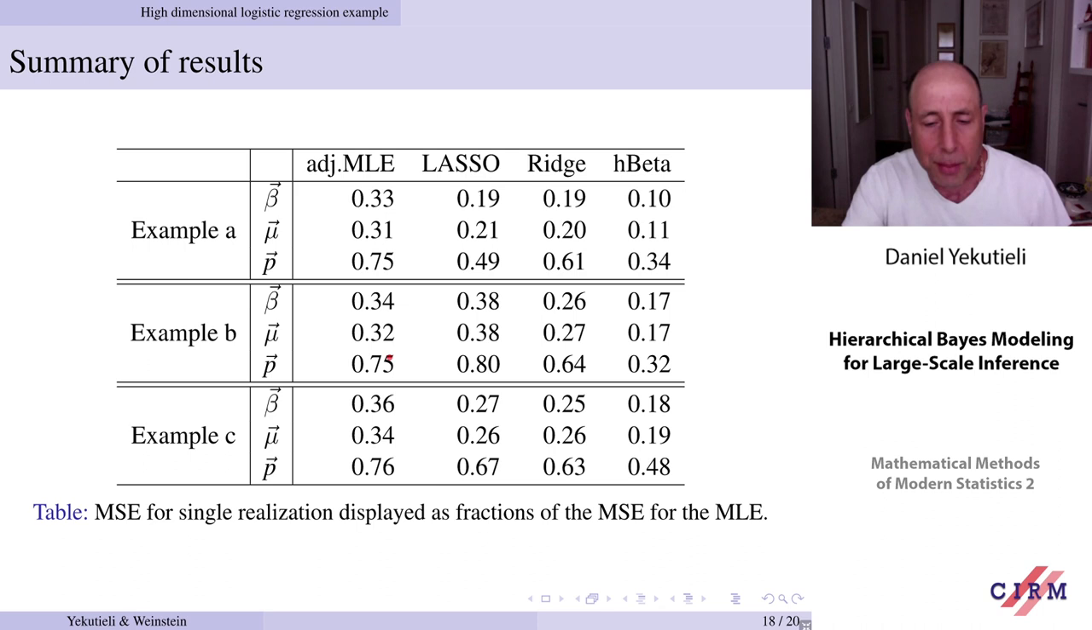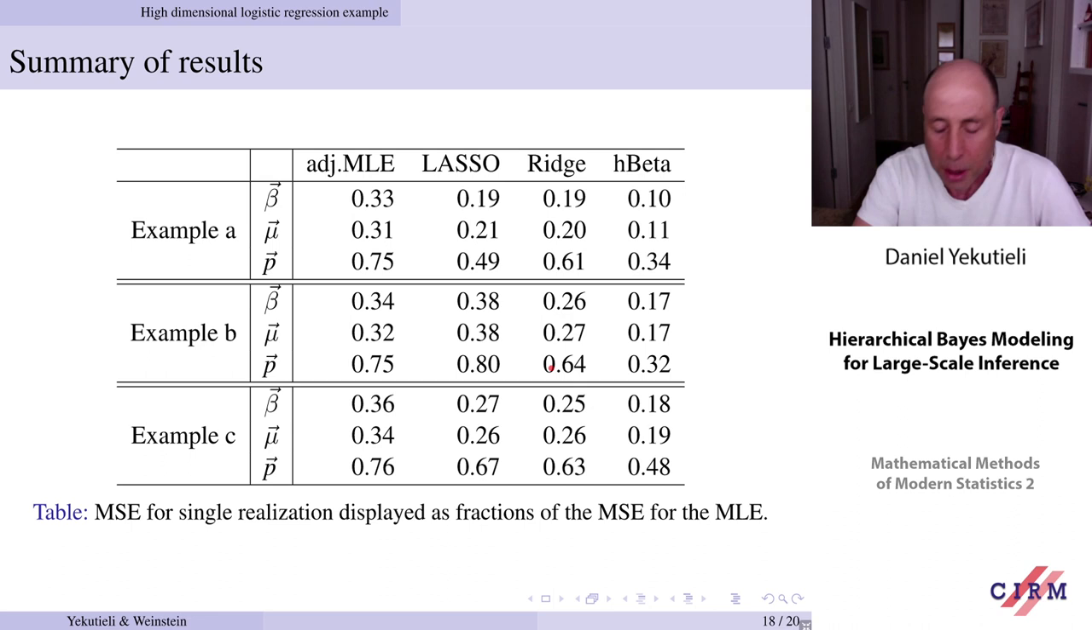First of all, these are the adjusted MLEs, and we see that they're much better than the MLEs themselves. Once we do regularization, with either lasso or ridge, we can still improve the results by a lot. But what we see here is that shrinkage is indeed needed, and because we do the optimal shrinkage, we beat everyone. Because these are optimal by design, it's not surprising that we get smaller MSEs than these other methods.